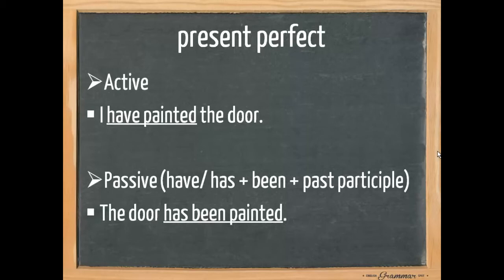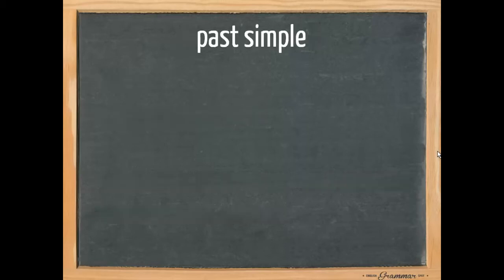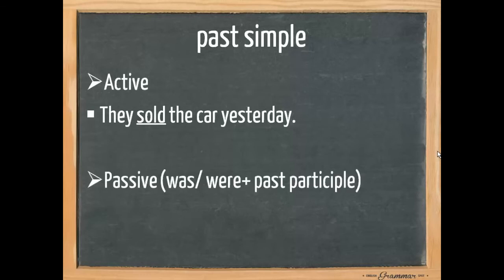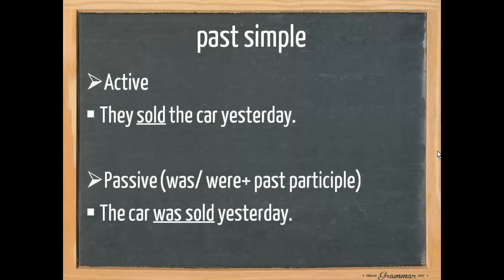So pay attention that in the active form it was "I have," but since in the passive form the door has become third person singular, we need to use "has." The past tenses. First, the past simple. Active: They sold the car yesterday. Remember, just as in the present simple, we need to use a form of to be, so was or were, and the past participle. The car was sold yesterday.